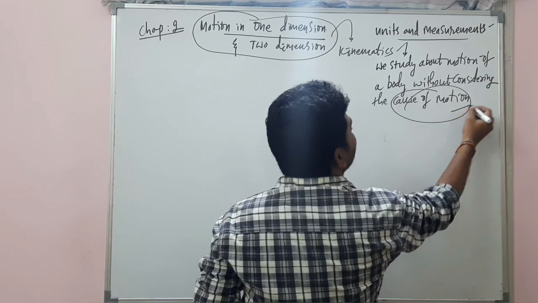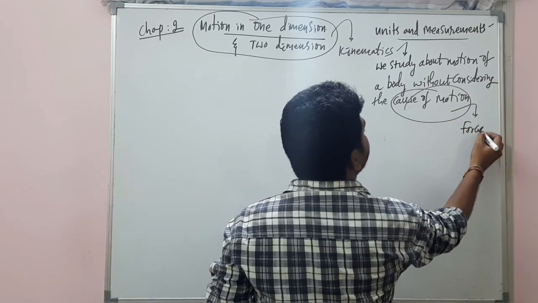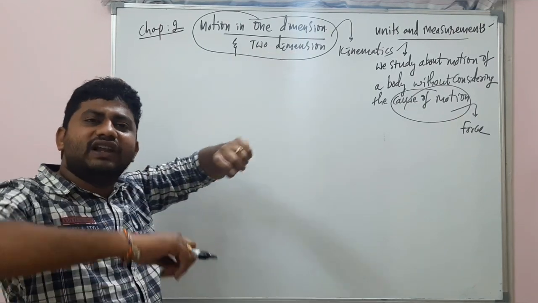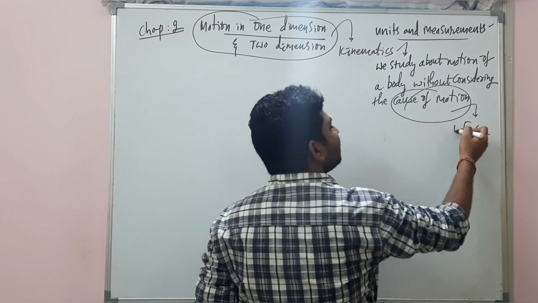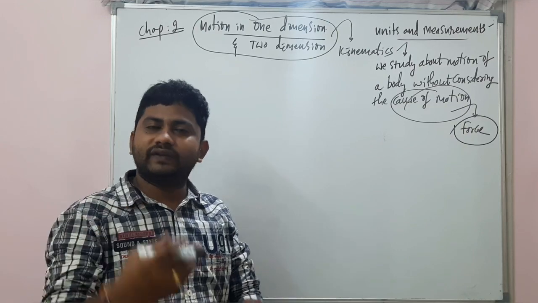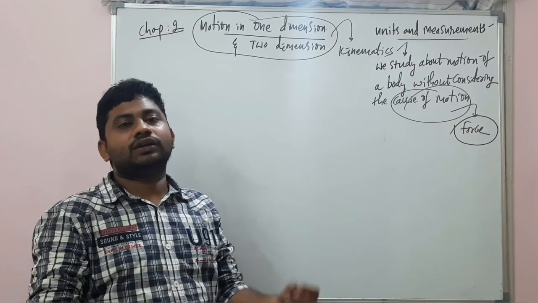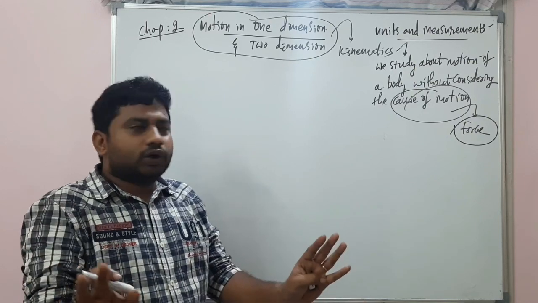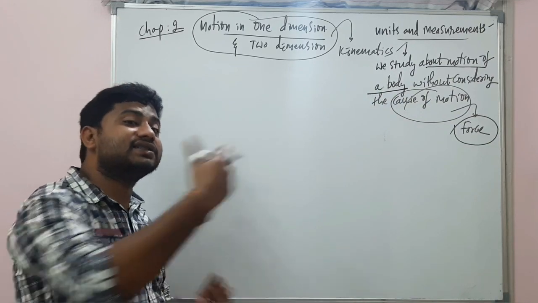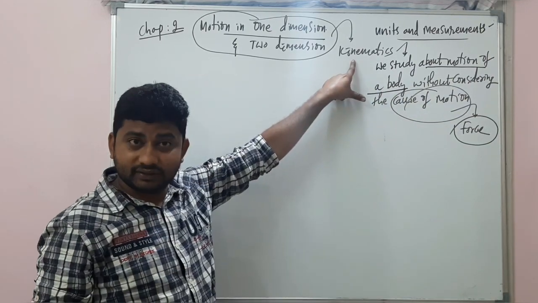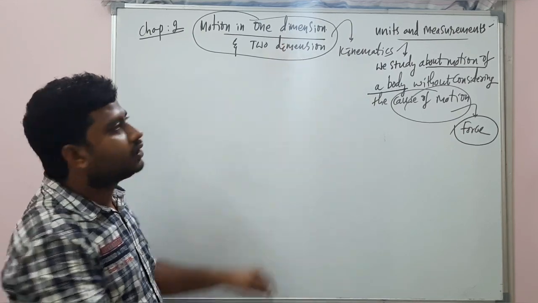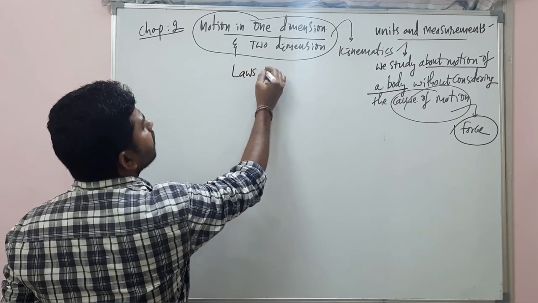Generally, the cause of the motion is force. In motion in one dimension and two dimensions, we will never consider the force. We will just talk about the force, but we will not take it into consideration while solving the numericals or while discussing the concepts. We only concentrate on the motion of a body, without considering the cause of the motion. That's called kinematics.